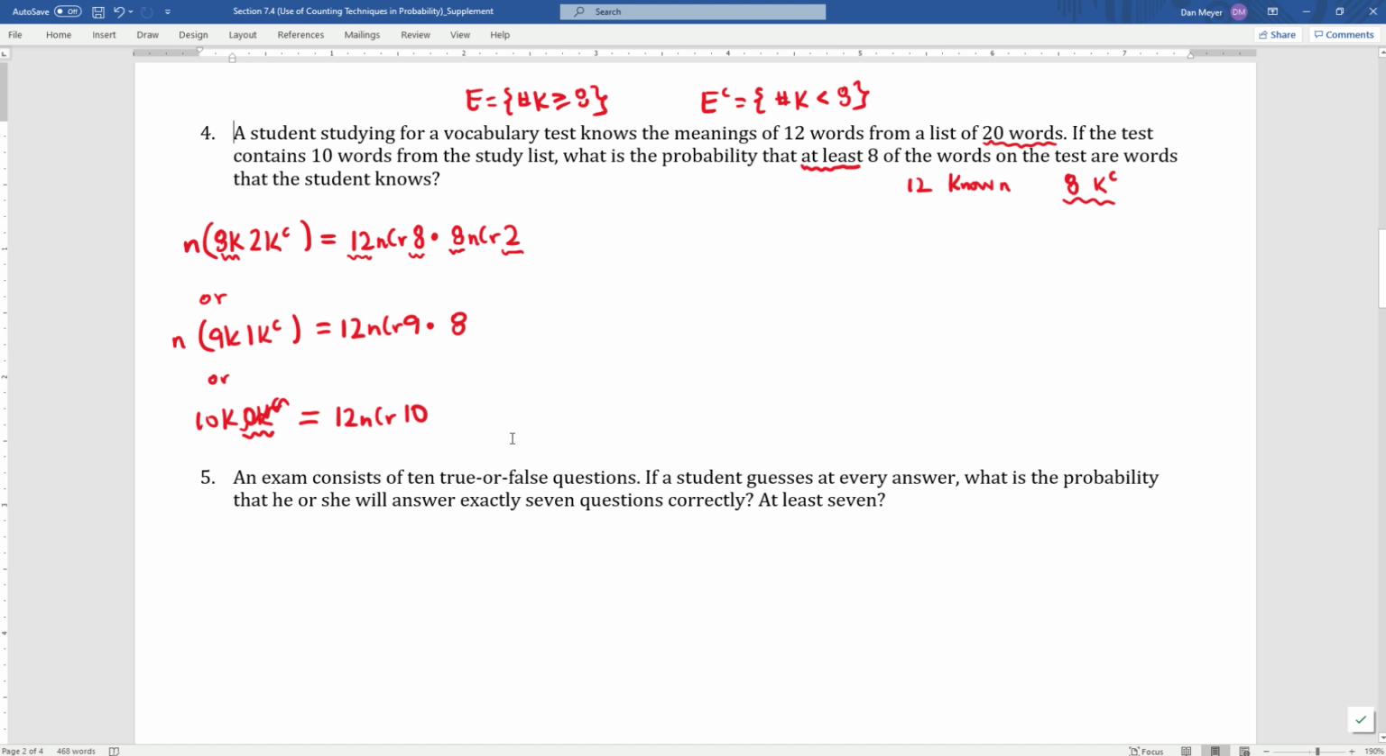All right, so let's see. We just found the number of ways in our event. We're ultimately trying to find the probability of our event, and we're using our basic probability formula that we can apply for the uniform sample space. Here it doesn't say in the story, but we have to assume that the test is being made, the words on the test are chosen at random.